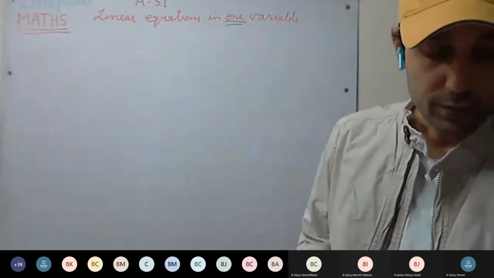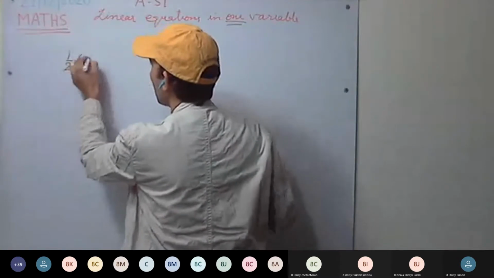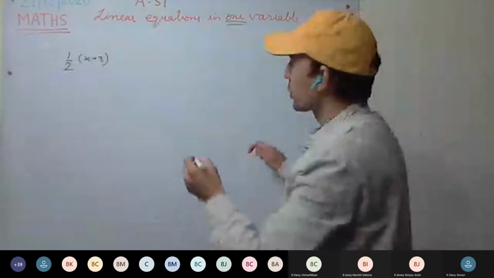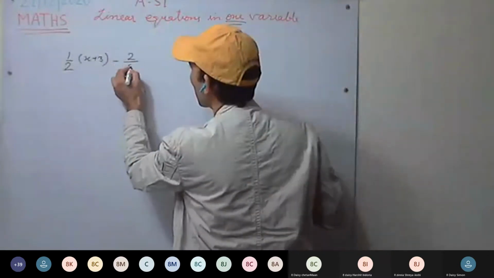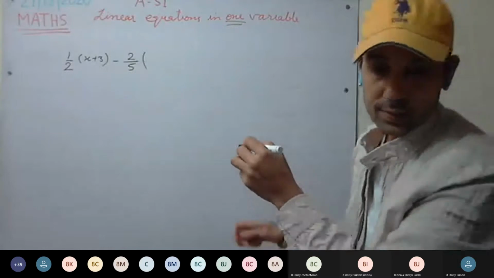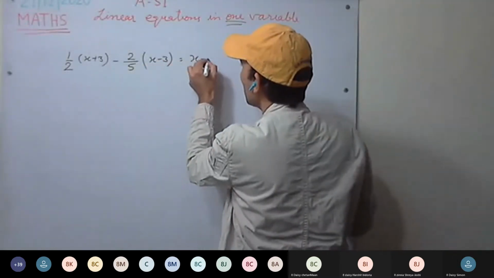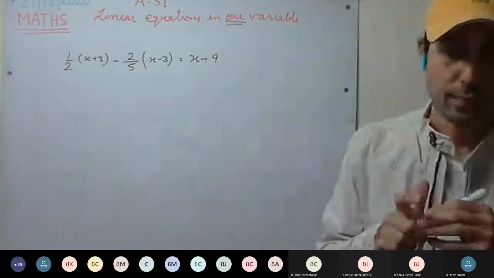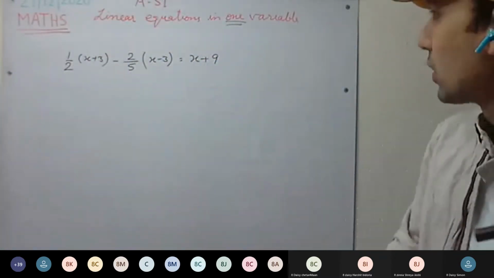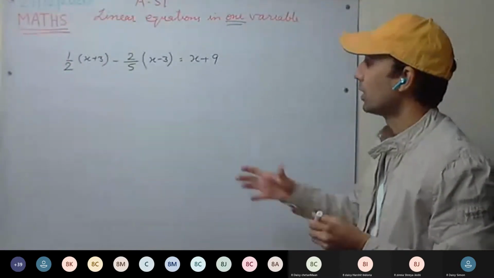So next one is 1 by 2 (x plus 3) minus 2 by 5 (x minus 9)... x minus 3 equal to x plus 9. Okay, 1 by 2 (x plus 3), 2 by 5. Okay, so this is the question. So what do we do?